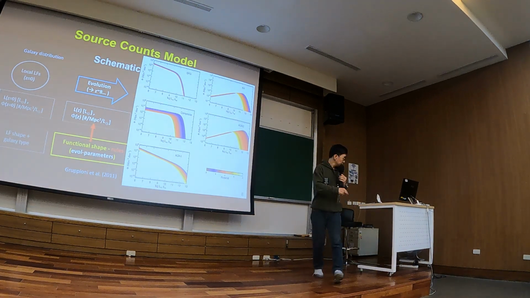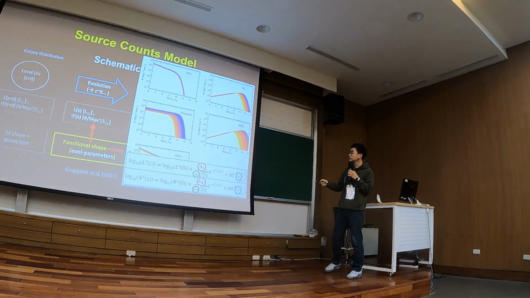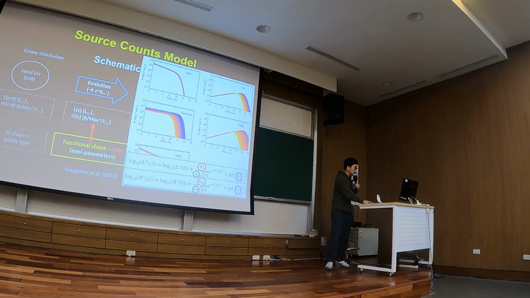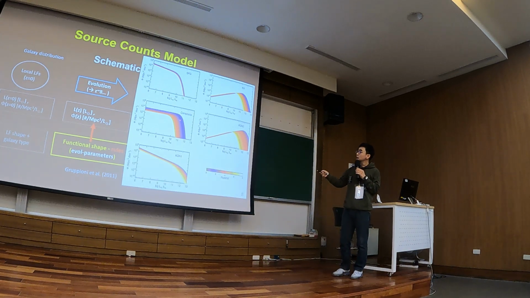So, like this, according to this equation. This is an example of the evolution of a local 15 micron local luminosity function along the redshift. The color bar shows the redshift.